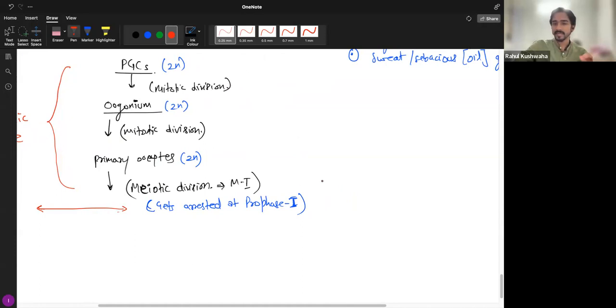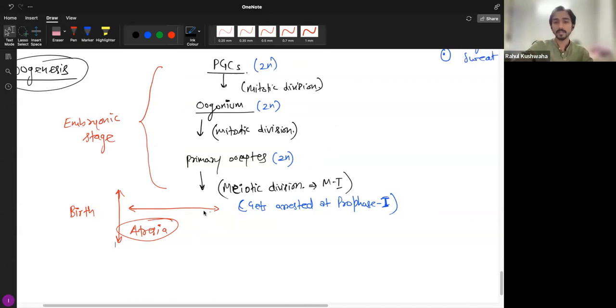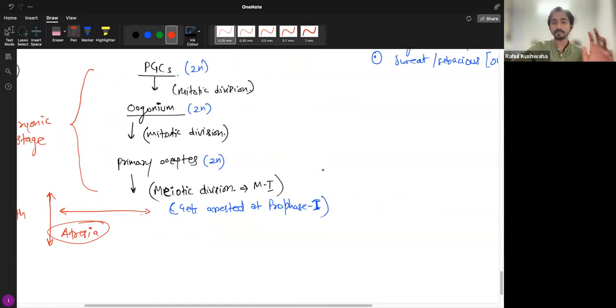So at that time, there is a phase which is called atresia. Atresia is the phase before birth and after birth till puberty, where no new primary oocyte is formed. So in a way, everything that a female uses after sexual maturity was formed in its embryonic stage. No new primary oocyte is formed or synthesized after birth. Instead, only degeneration happens.